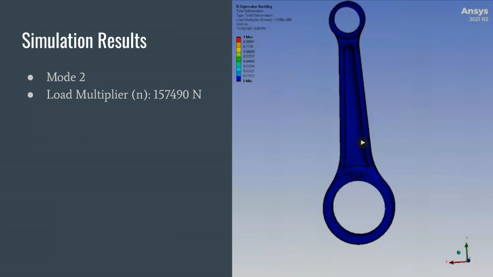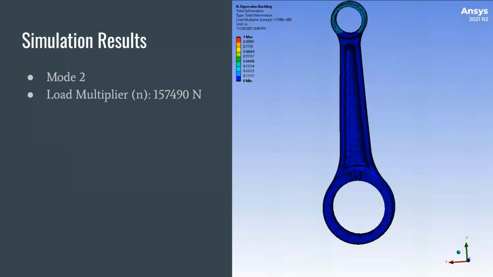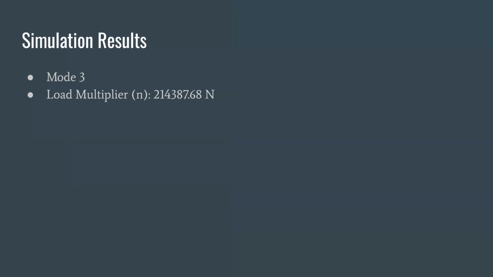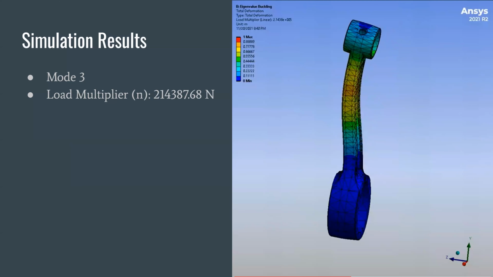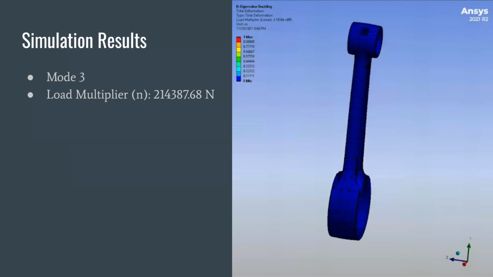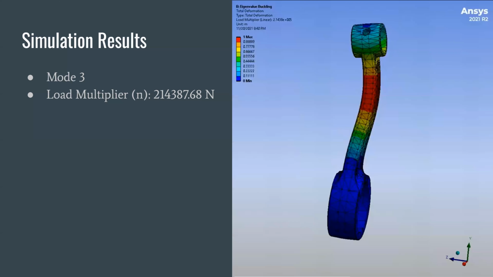Here we can find some behavior changes: as we analyze from mode 1 to mode n, the value of the load multiplier increases, as we can see for mode 3 in the next slide. We find the load multiplier is much higher than the previous two, and as the load increases, we can see the change in shape of the connecting rod.